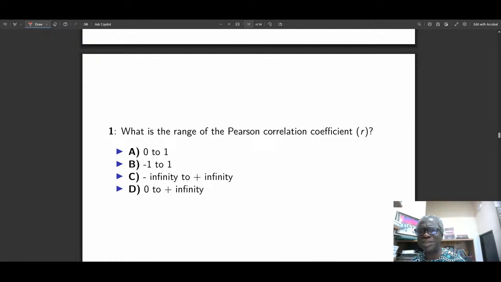Please, how did you calculate the intercept and the slope? Yes, I showed you the formula for the intercept. So then, yes. So the first question, what is the range of the Pearson correlation coefficient?